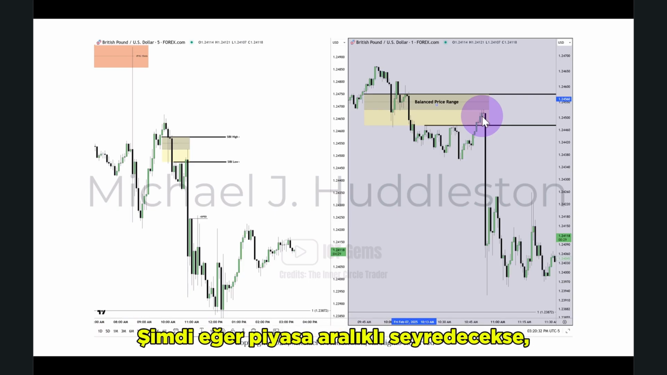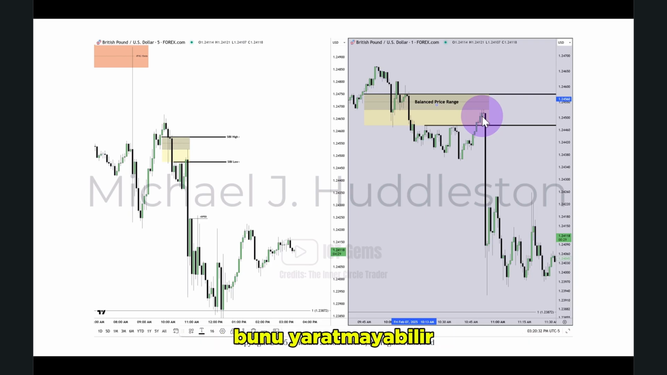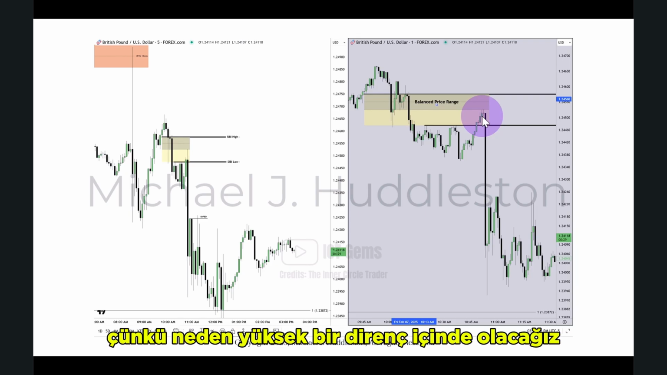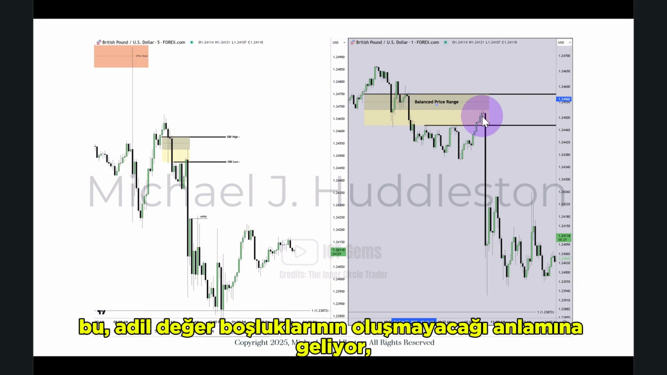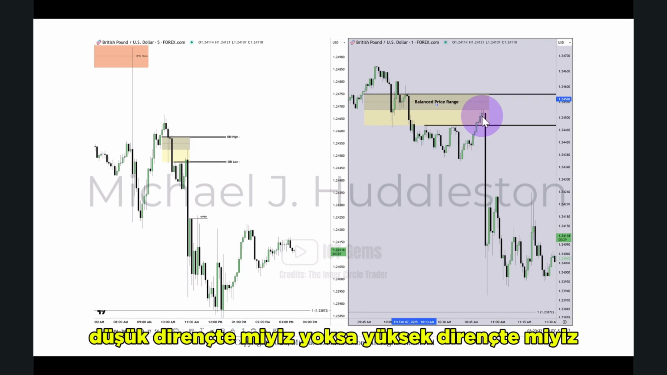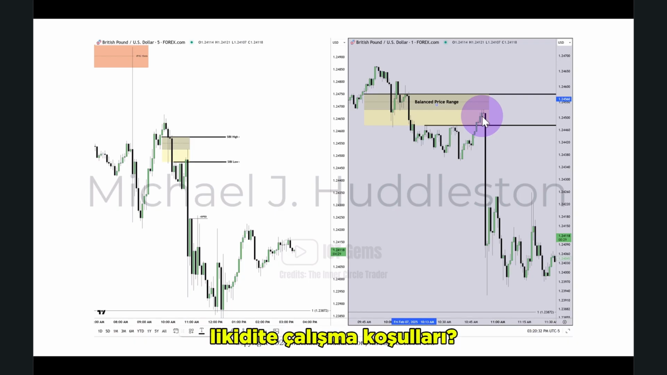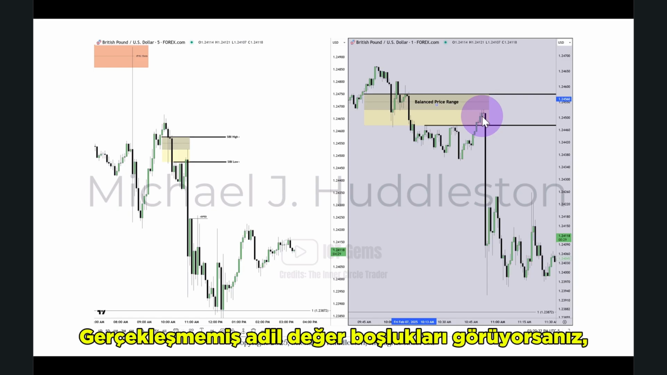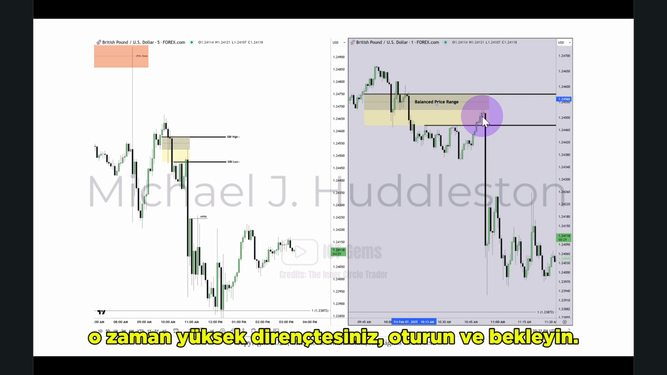Now, if the market's going to be range bound, it might not create that because why? We're going to be in high resistance liquidity run conditions. That means there won't be fair value gaps forming, which is the reason why I teach that number one premise is, are we in low resistance or high resistance liquidity run conditions? If you're seeing fair value gaps not materialize, then you're in high resistance, sit and wait.